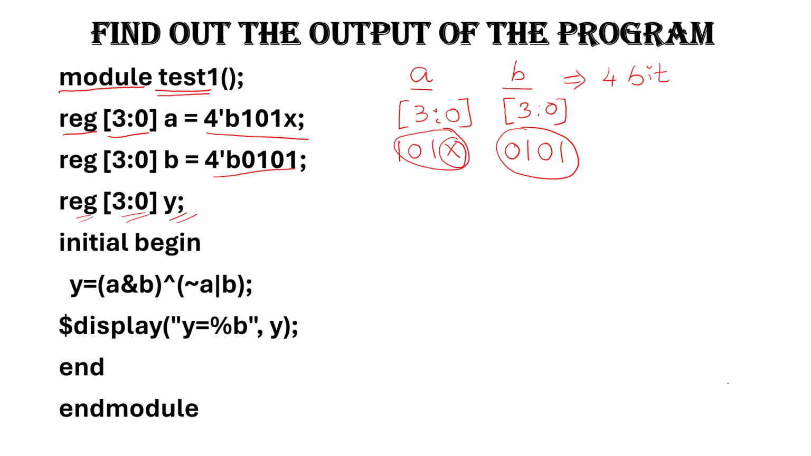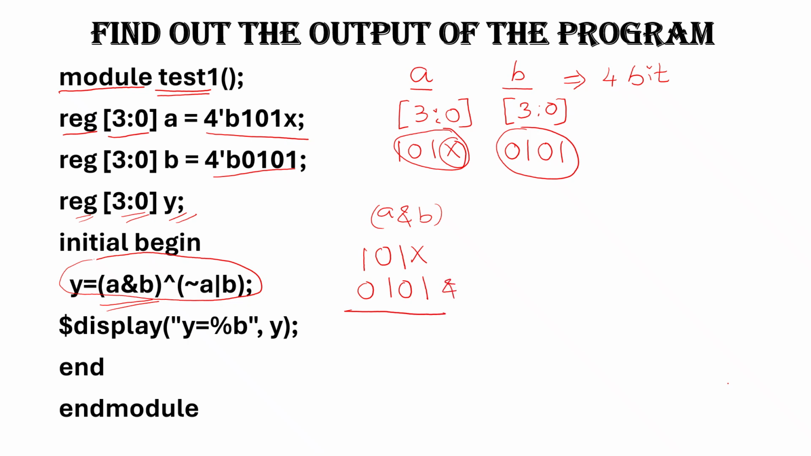Then initial begin. So it is the operation. In this operation, here we mention A and B XOR not of A or B. We will execute the operation one by one. First I take the AND operation, A and B. A value is 1, 0, 1, don't care. B value is 0, 1, 0, 1.